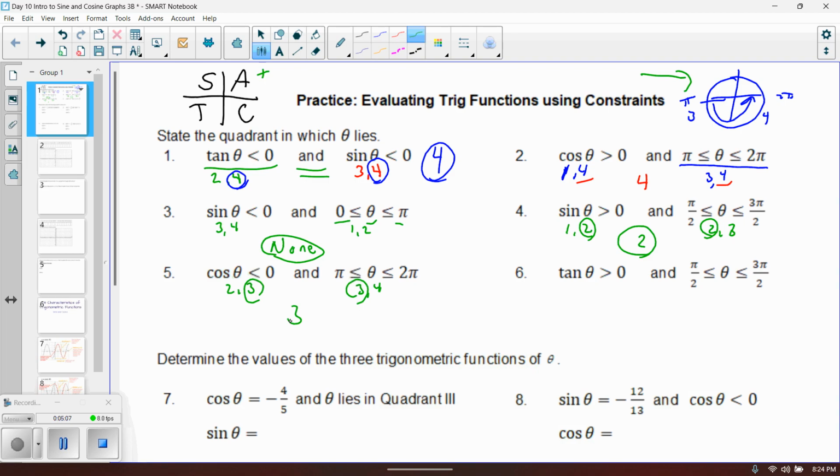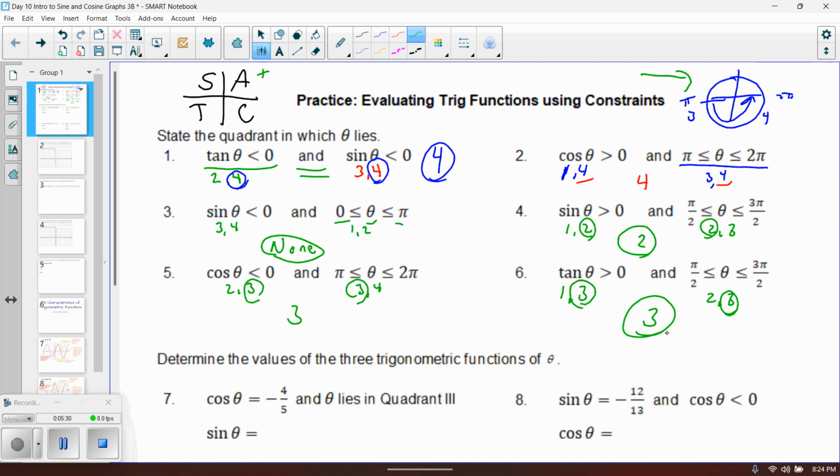Tangent is going to be greater than 0 in quadrant 1 because everything is positive there. And according to ASTC, it's also greater than 0 or positive in quadrant 3. And then pi halves to 3 pi halves, just like the one right above it on number 4, is going to be in 2 and 3. So the overlap here is quadrant 3.